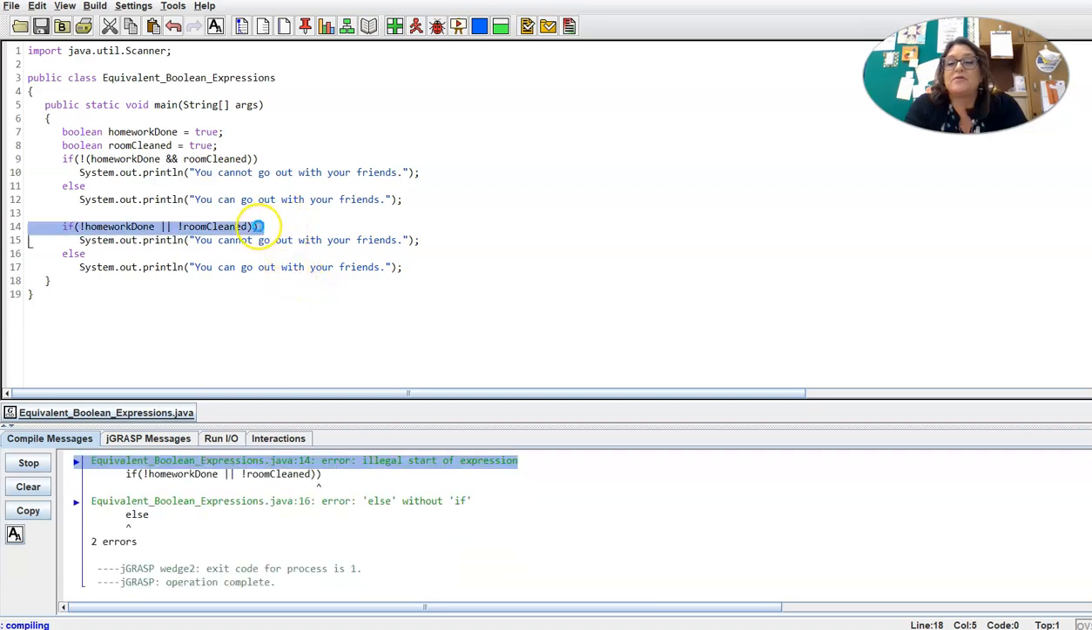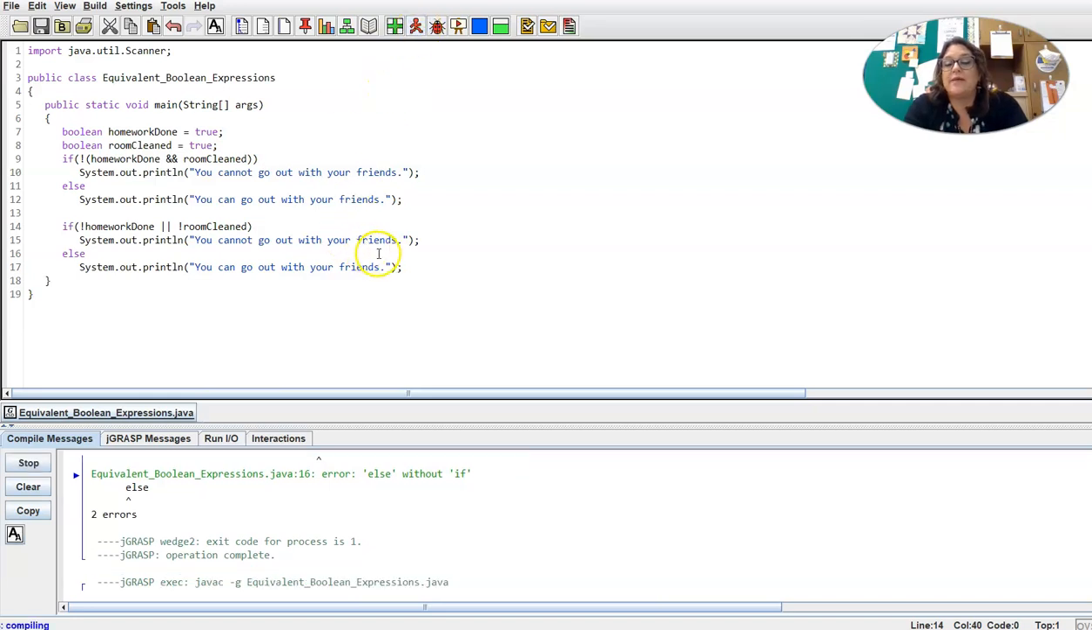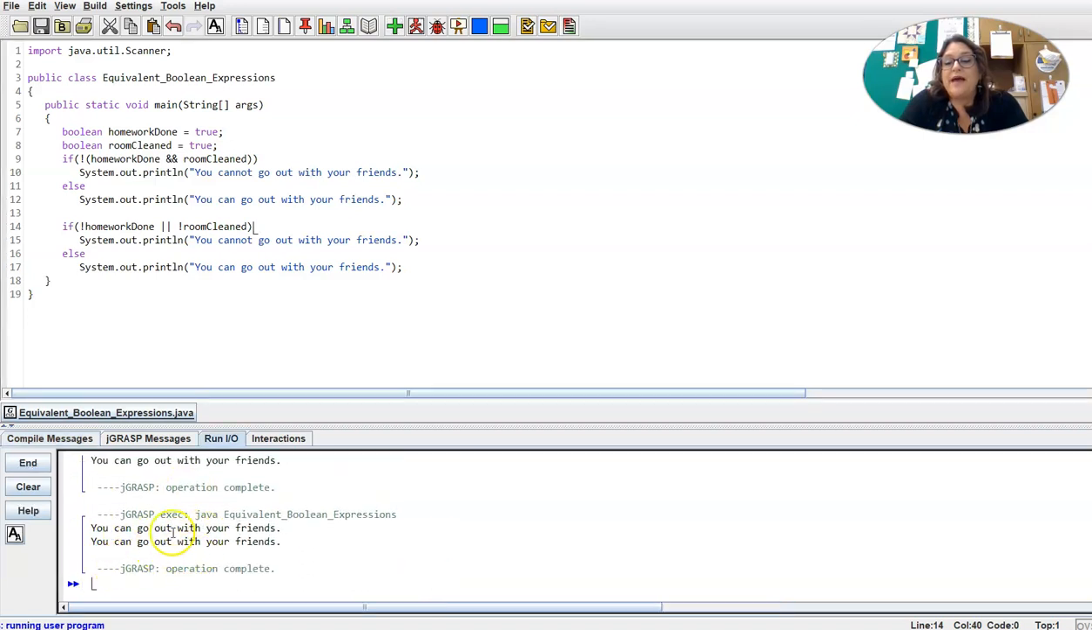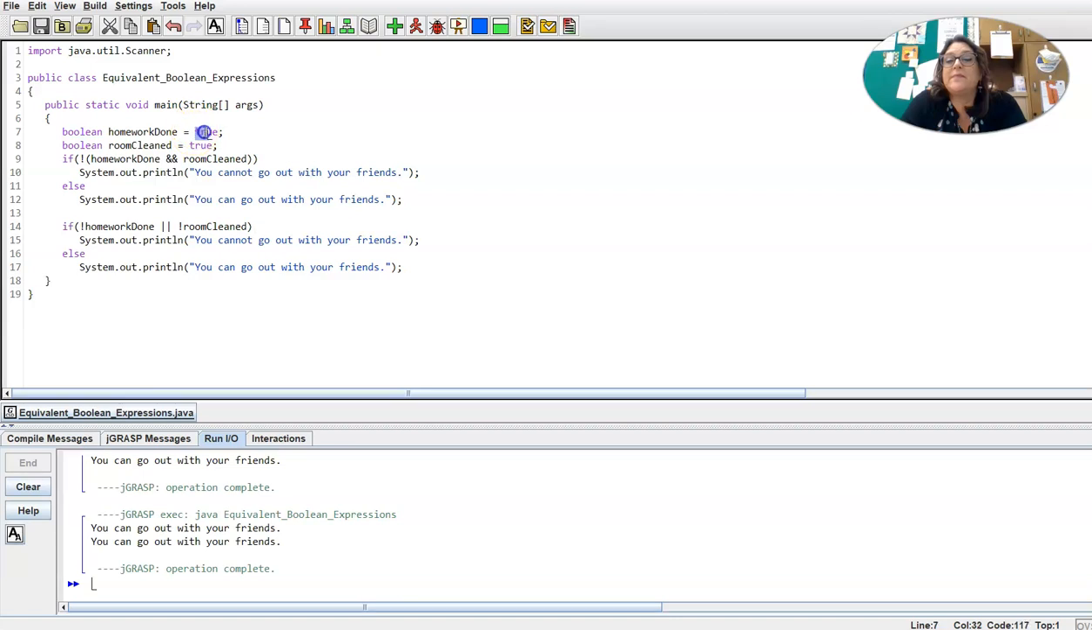Well, I think I have an extra. I do. I have an extra parentheses there. So we'll try that again. And we can see down here, you can go out with your friends, right? Because homework is done, room is cleaned. And these two expressions on line 9 and on line 14, these are equivalent expressions. And that rule is called De Morgan's.